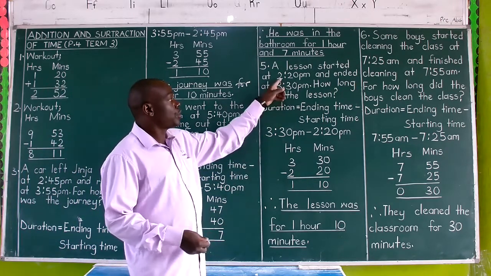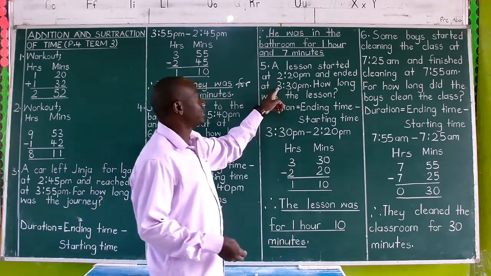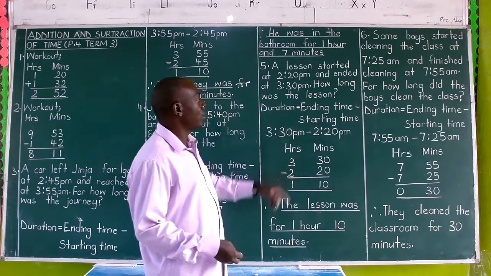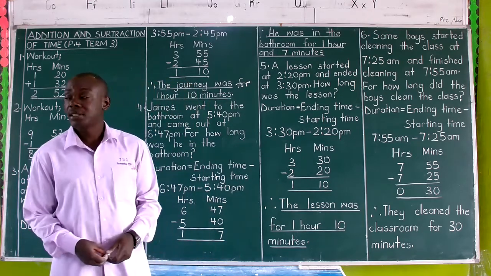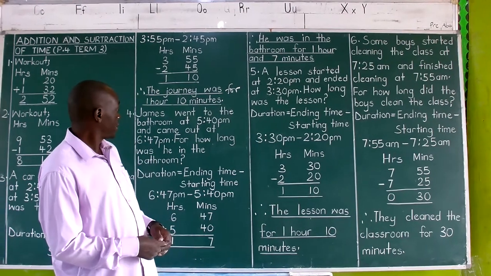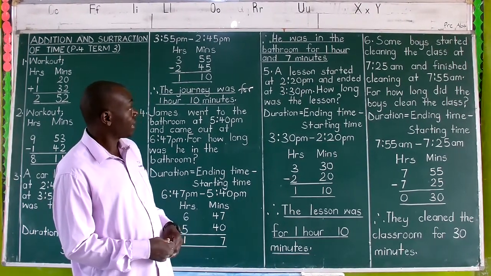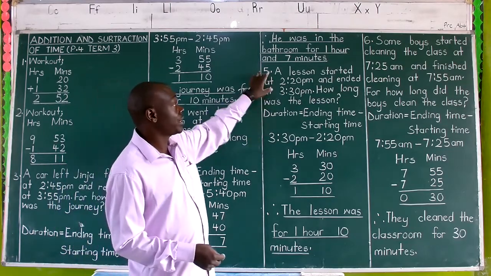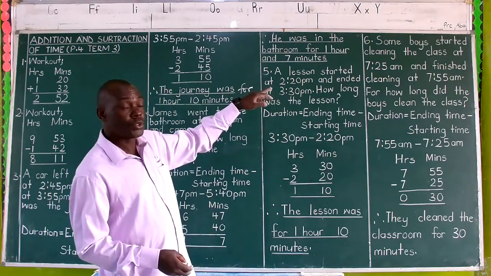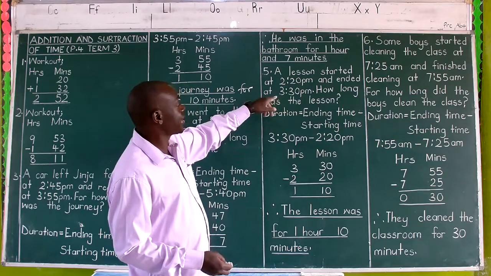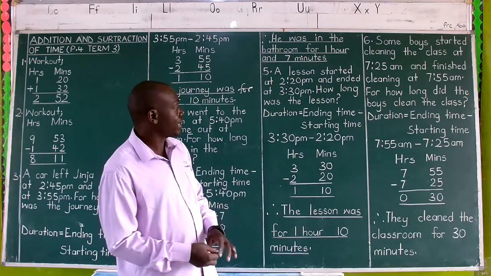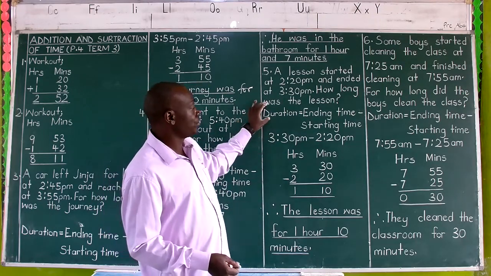So go to example number 5 today. A lesson started at 2:20 p.m. and ended at 3:30 p.m. Okay, it's a lesson. Then how long did the lesson take? Or how long was the lesson? So having looked at how long this James took bathing, that is 1 hour and 7 minutes, we are looking at number 5. It is a lesson now. A lesson started at 2:20 p.m. and ended at 3:30 p.m. How long did the lesson take? Or how long was the lesson?